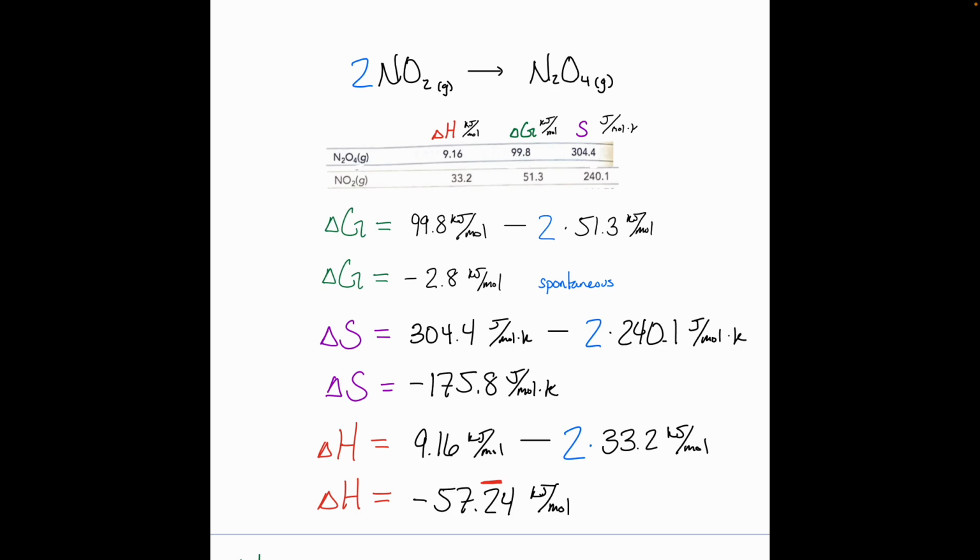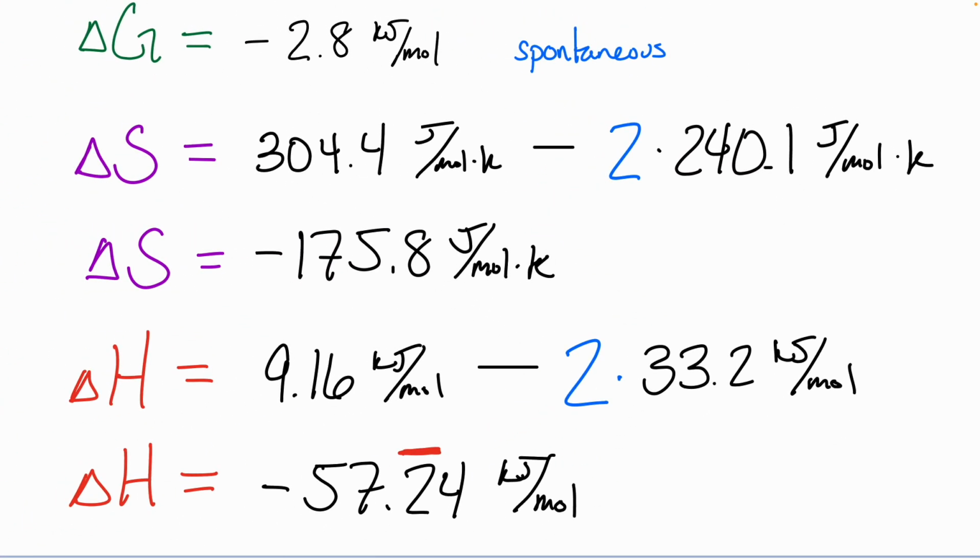All right, so products minus reactants, right? I take the entropy of that product, that 304.4, and I subtract the entropy value for my reactants, but I gotta multiply it by that stoichiometric coefficient. And we indeed get a negative number here, meaning that this reaction is entropically unfavorable.